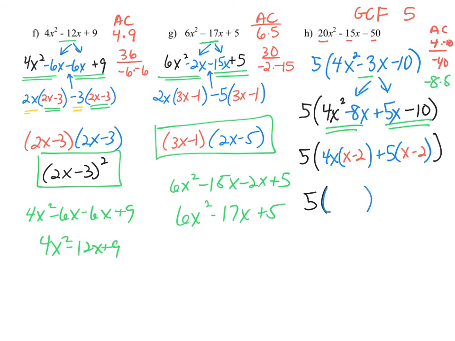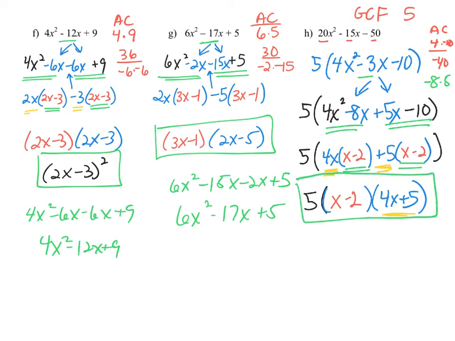We have a factor of x minus 2 and a factor of 4x plus 5. Remember that the x minus 2 is what they both had in common. You factor that out, and the 4x and the plus 5, what's left over, is one of the other factors. You can check this by using the FOIL and then multiplying that result by 5.